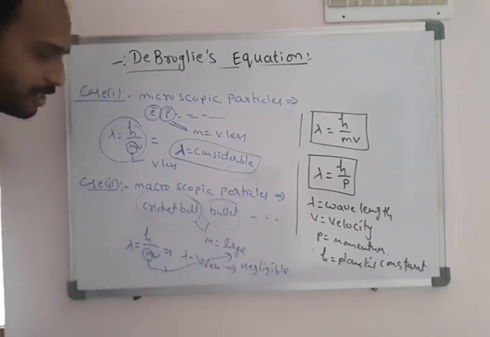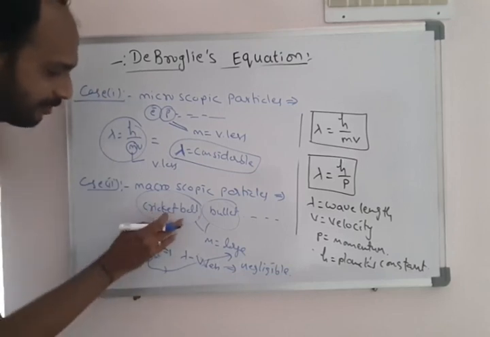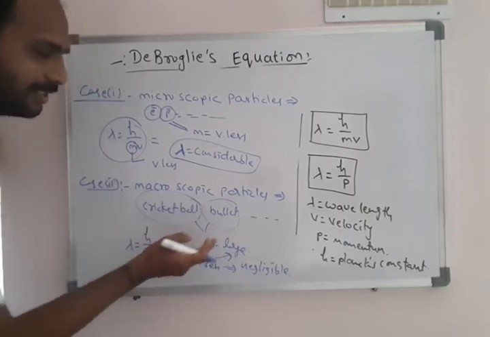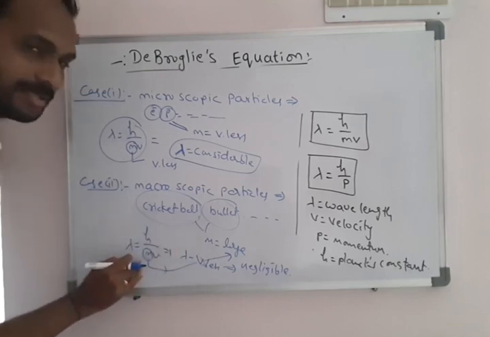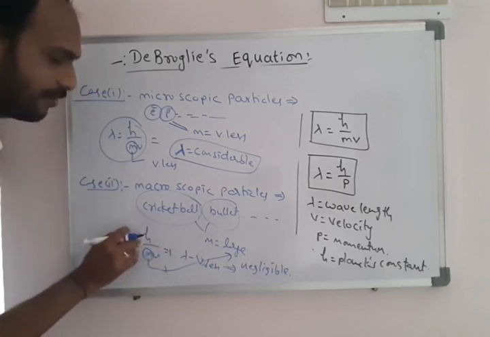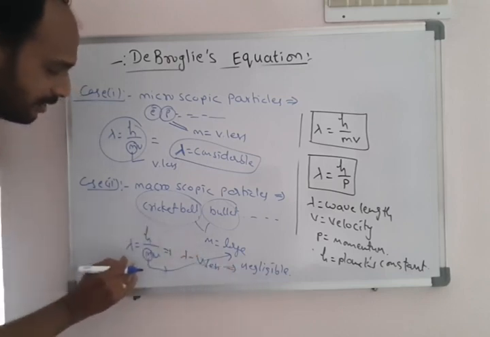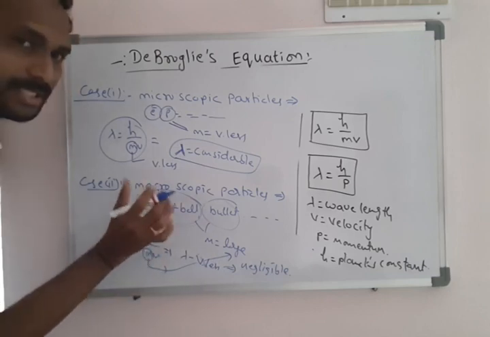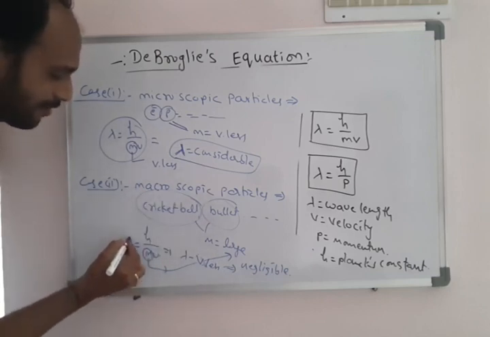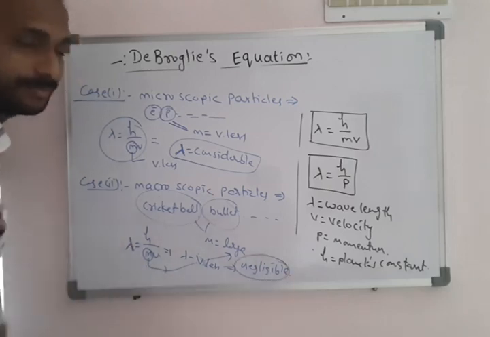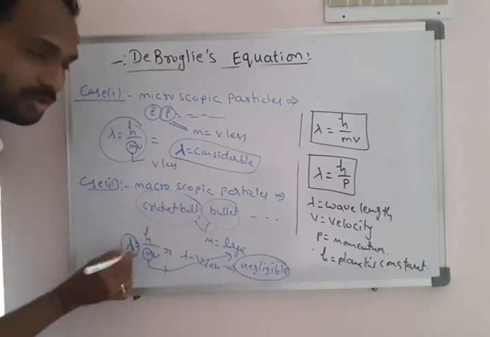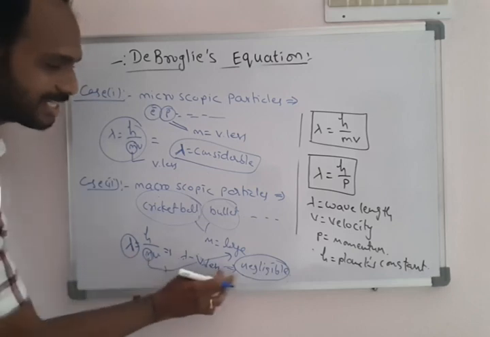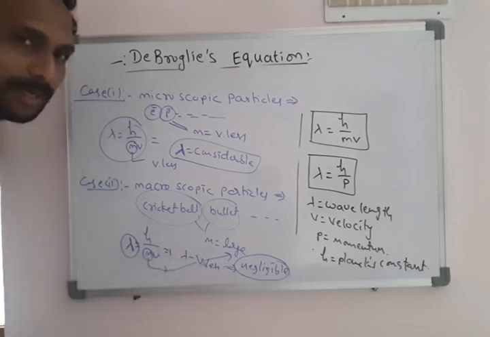It is totally negligible. For example, if you take a calculator for a cricket ball, a bullet, or any other macro-sized particles, due to their large mass the value will be very small, which is negligible. Means the big-sized particles have a negligible wavelength. Wavelength is a characteristic of wave property, so if the wavelength is negligible, there is no wave property for a cricket ball or bullet type of particles.